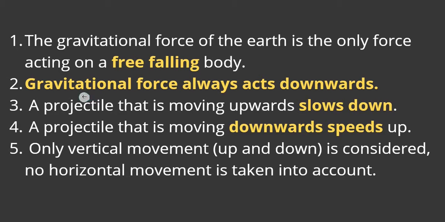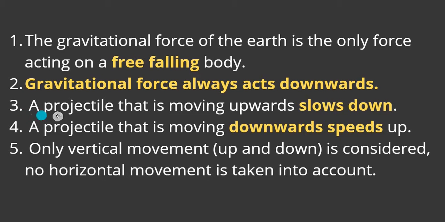The second thing is that gravitational force always acts downwards. This is important when we talk about gravitational acceleration, that small letter g, which has the value of 9.8 meters per second squared. It will always be down. So the reason why when you throw an object up it then comes down is because of the gravitational force, because it is pulling it towards the center of the earth, right?